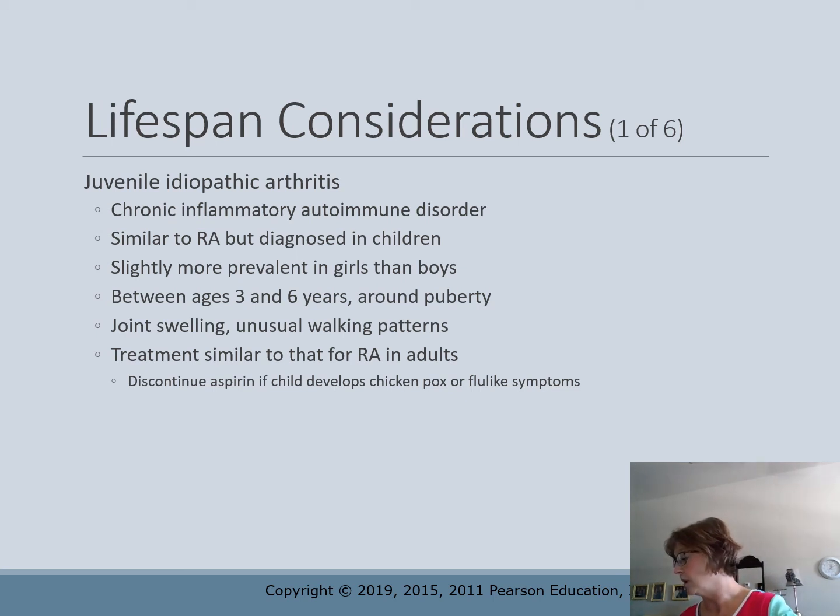Juvenile considerations: juvenile idiopathic arthritis is a chronic inflammatory, autoimmune juvenile disorder with joint inflammation resulting in decreased mobility, swelling, and pain. It is similar to rheumatoid arthritis in adults. It occurs slightly more often in girls than boys between ages 3 and 6 and around puberty. No national studies have been conducted to determine the incidence in the United States.